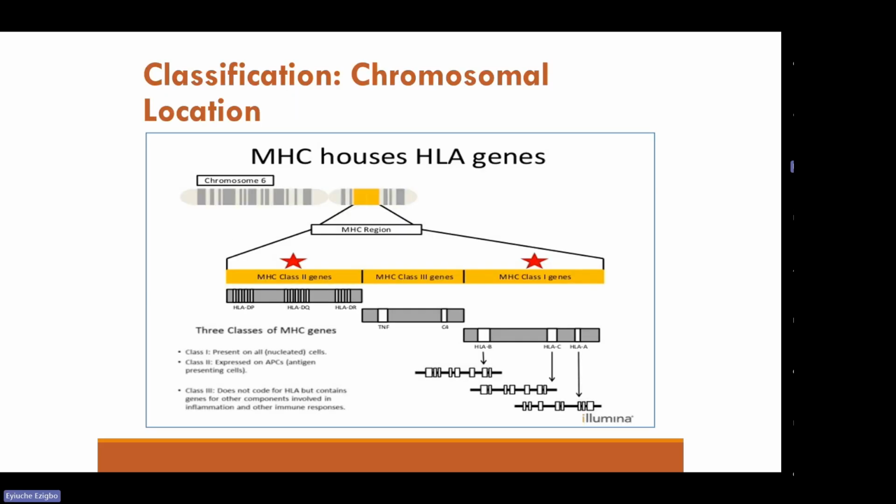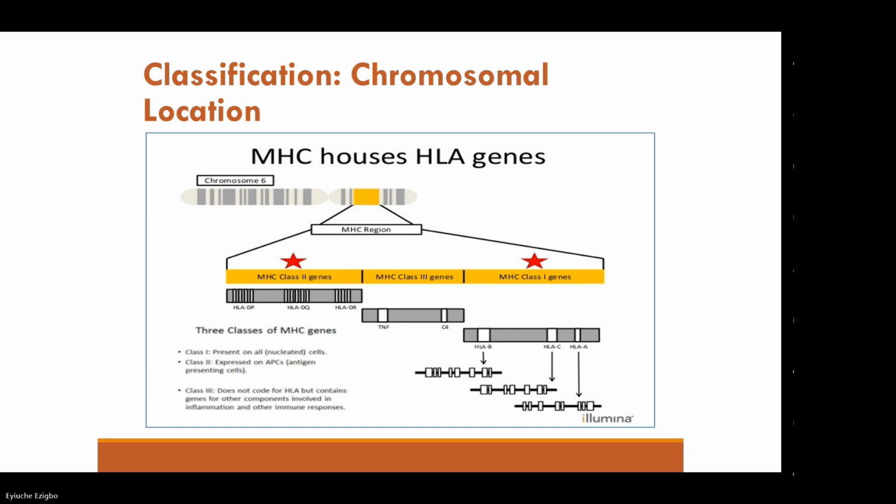So, classification and chromosomal location. You can see chromosome number 6. The MHC molecule is located at this region of the chromosome, at the short arm of chromosome number 6. This is where the MHC molecules are housed. This region has the class 1, the class 2, and then the class 3. But we are going to discuss only the class 1 and the class 2. The class 3 only codes for secretory proteins.